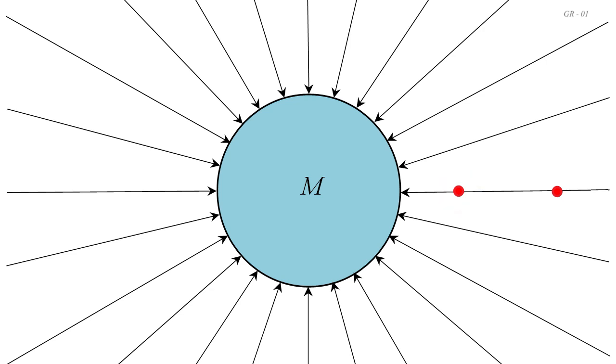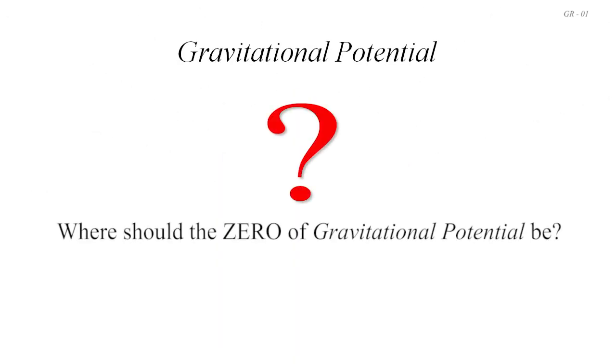Work would have to be done against what we call the force of gravity to move the 1 kilogram from here to here. And that's fine, and we could probably calculate the differences between different places using the formula we've already got. But an important question is this: where should the zero of gravitational potential be? At what point in space should we take the gravitational potential of an object to be zero? Once we've got that, we can calculate information about every point in space from it. But where should we make the zero?